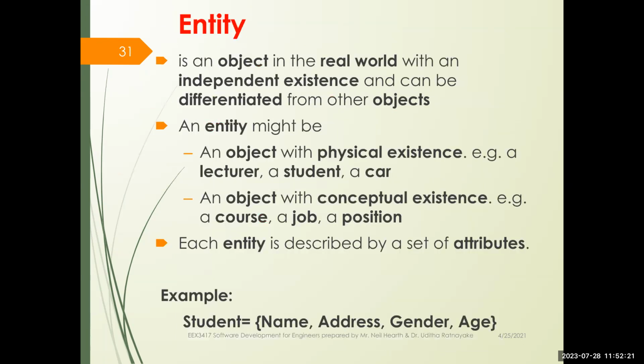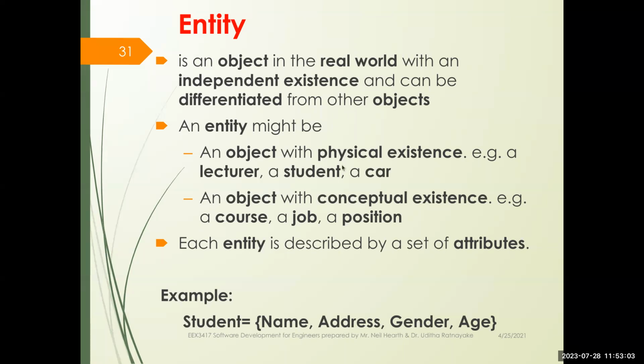An entity is an object in the real world with an independent existence that can be differentiated from other objects. An entity may be an object with physical existence, for example a lecturer, a student, a car. Or an object with conceptual existence, for example a course, a job. A course is not a tangible object; we can't touch it, but it is an object. Program is also like that. A job, a position: we can't touch them, but they exist.